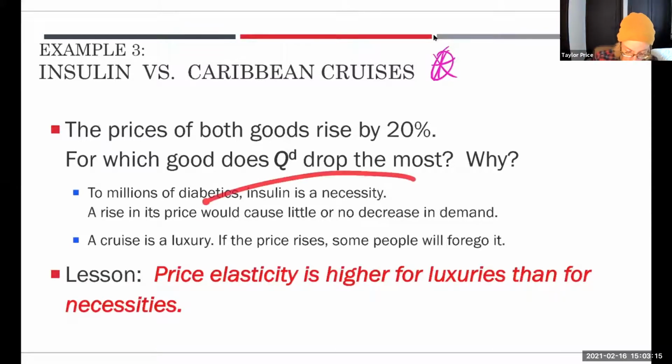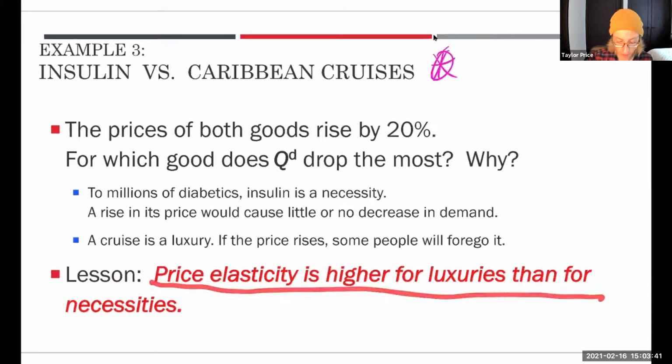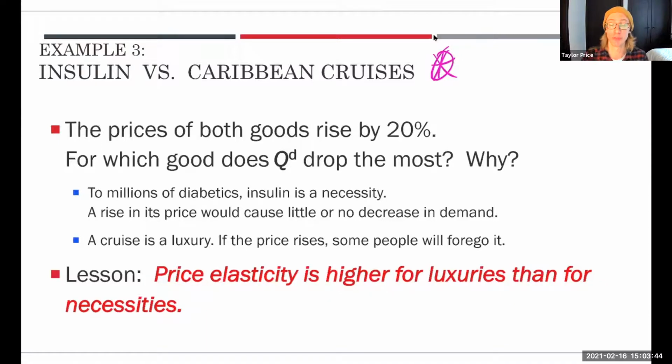Insulin is a necessity. If the price increases, that's going to cause very little change in demand. Whereas a cruise is a luxury. If the price rises for a cruise, some people are just not going to go because it's more expensive. The general lesson between luxury and necessity goods is that price elasticity is higher for luxuries than for necessities. The reason is that for necessities, people need those goods, so those goods are going to be more inelastic, and luxury goods are going to be more elastic.